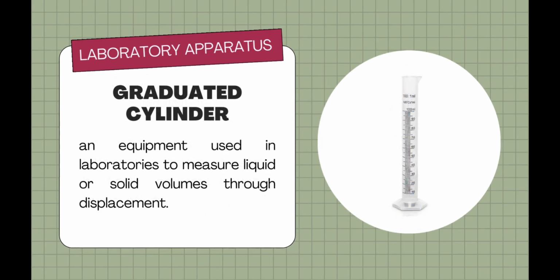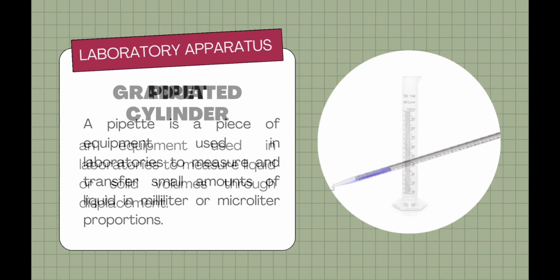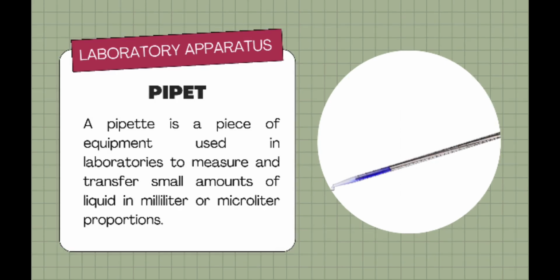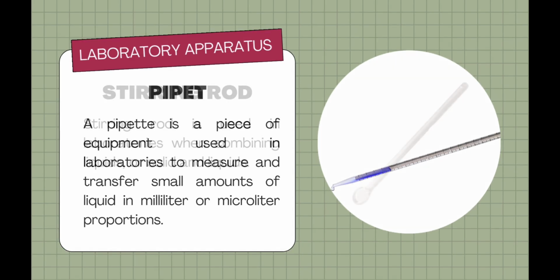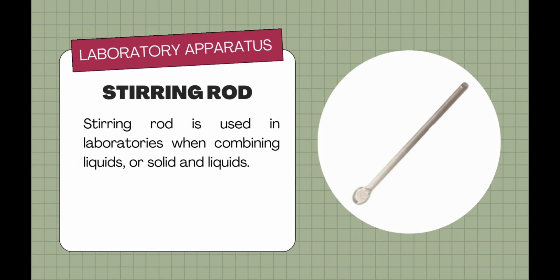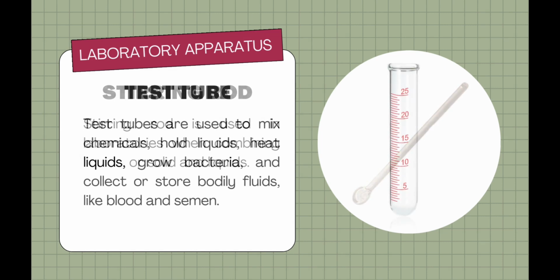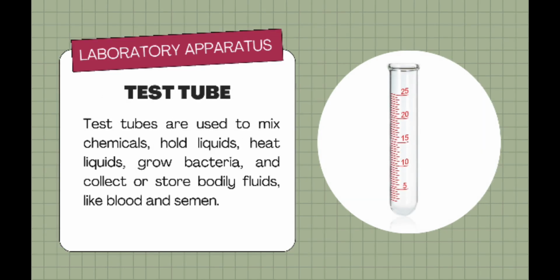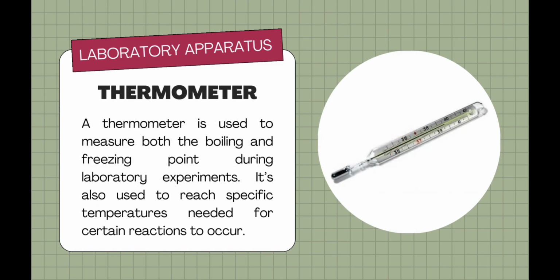Graduated cylinder, an equipment used in laboratories to measure liquid or solid volumes through displacement. Pipette, which is a piece of equipment used in laboratories to measure and transfer small amounts of liquid in milliliter or microliter proportion. Stirring rod, which is used in laboratories when combining liquids or solid and liquids. Test tubes, which are used to mix chemicals, hold and heat liquids, grow bacteria, and collect or store bodily fluids like blood and semen. Thermometer, which is used to measure both the boiling and freezing point during laboratory experiments.